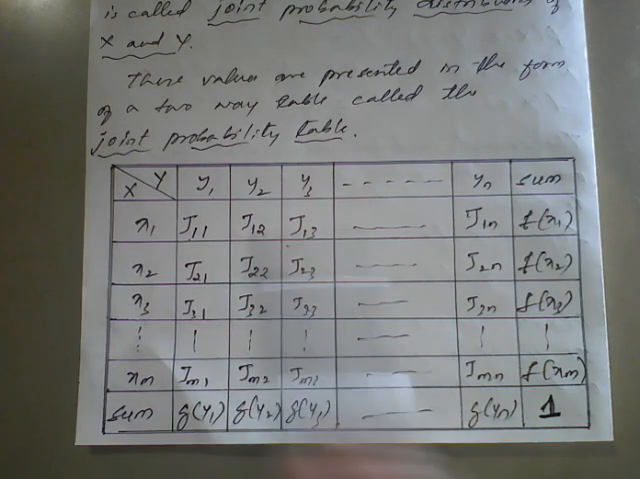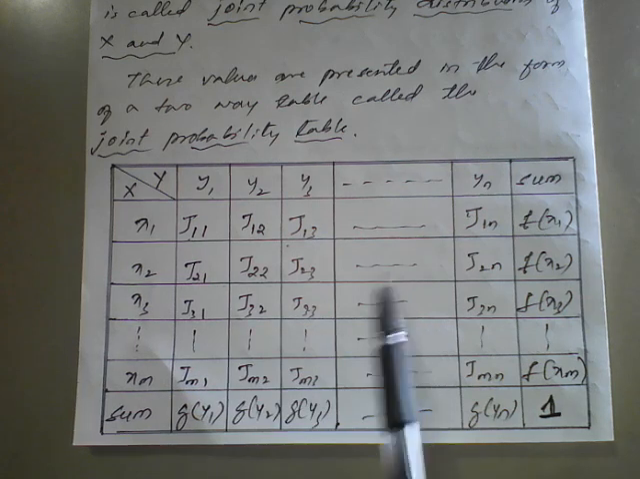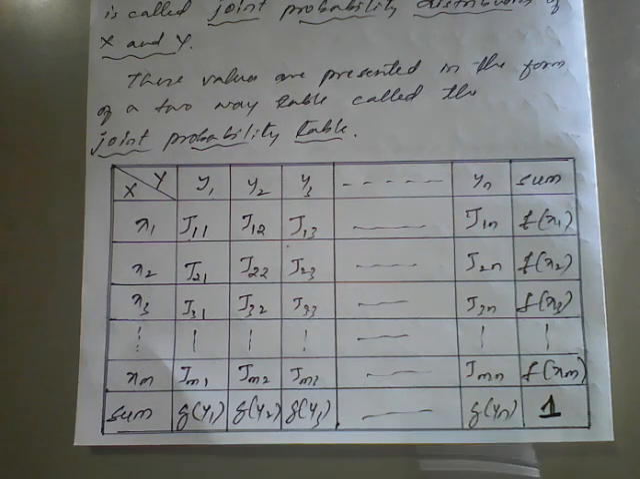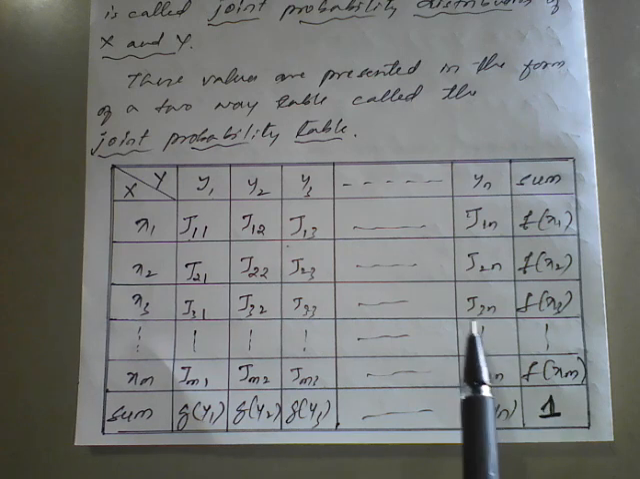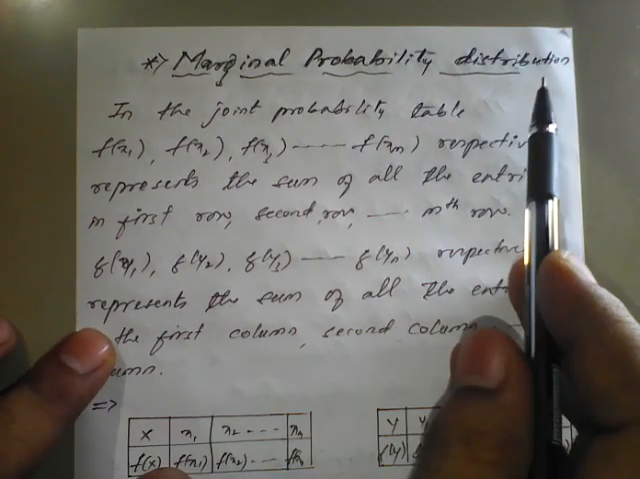or the values we have taken may be wrong. Because of that, if the summation is not turning 1, we can say that it is not a probability distribution function. So next, the next concept is marginal probability distribution.